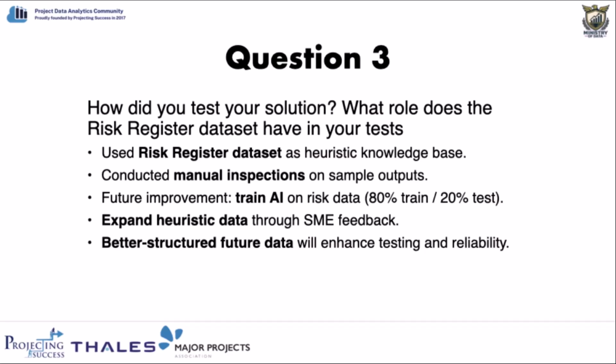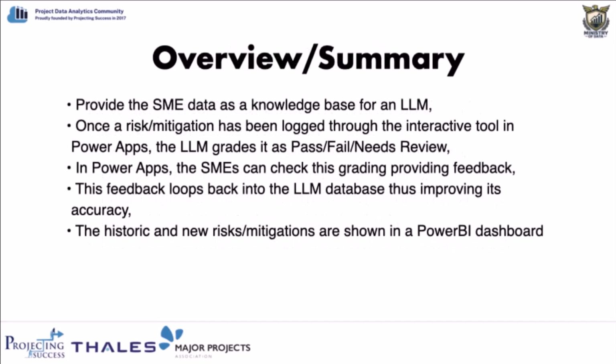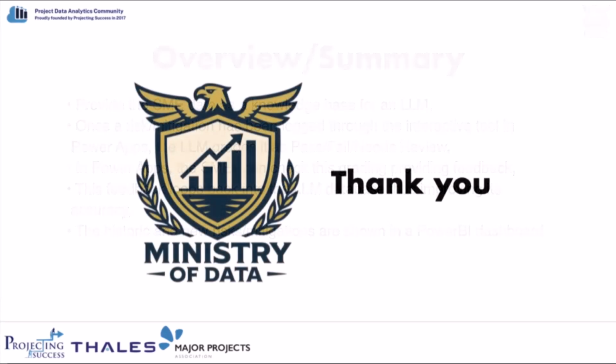Over time, as SME feedback accumulates, the heuristic data would expand and the future datasets will become better structured, supporting more robust testing. In summary, we provide SME data as the knowledge base for the LLM. When a risk or mitigation is logged in Power Apps, the LLM grades it as pass, fail, or needs review. SMEs then review this grading and provide feedback, which feeds back into the LLM to enhance its accuracy. All historical and new risks are visualized in a Power BI dashboard for clear tracking and insights.